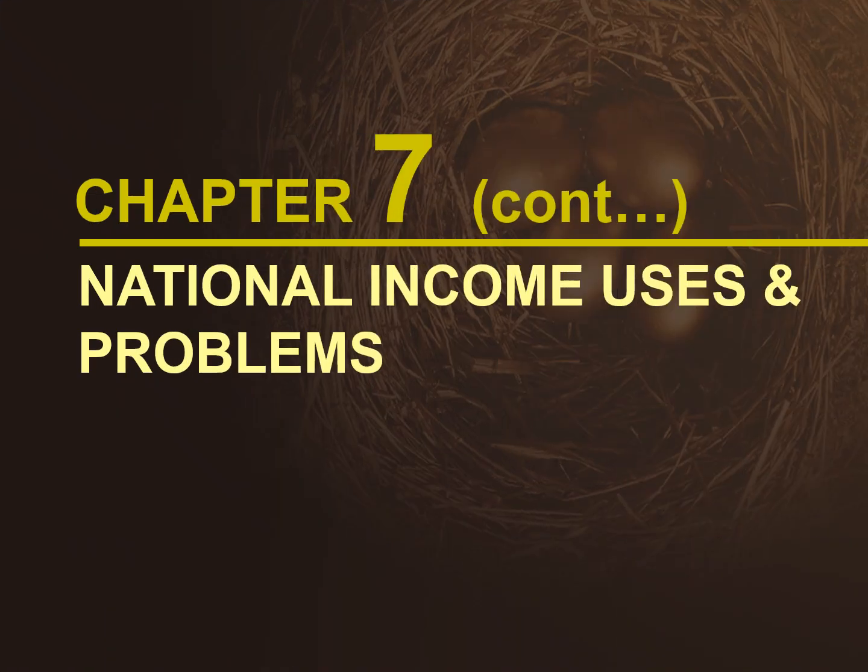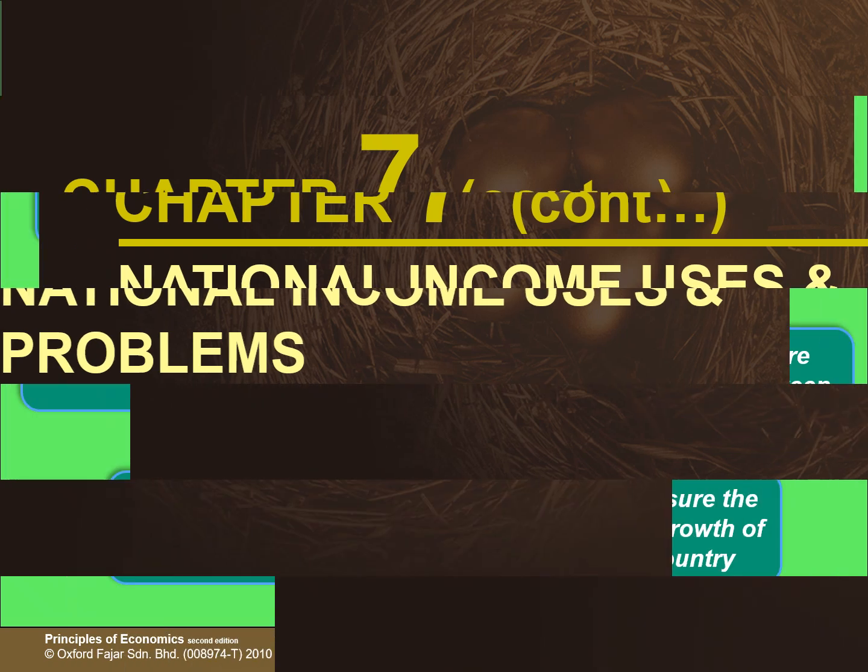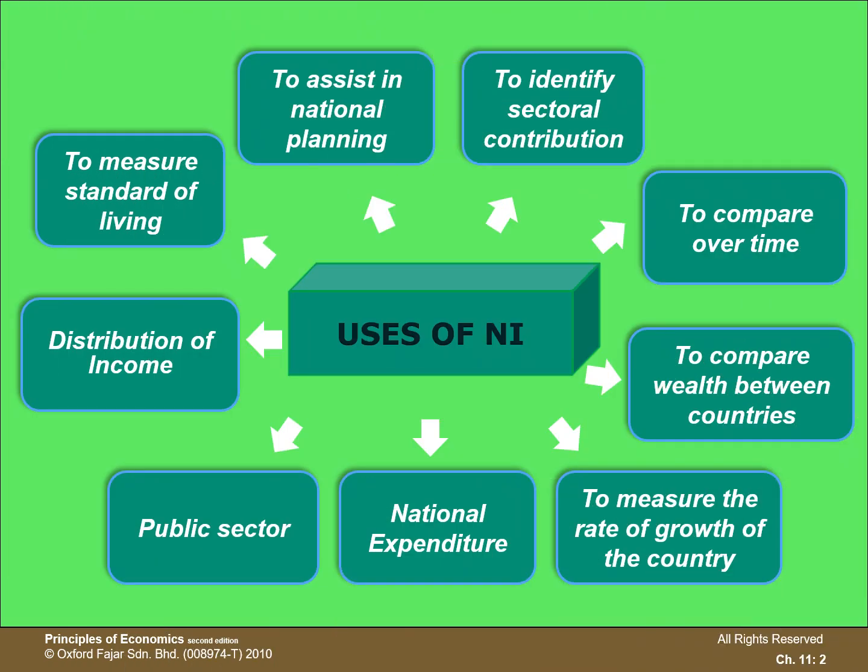Still in Chapter 7, National Income Uses and Problems. There are 9 uses of national income. 1. To assist in national planning. The data of national income provides an insight into the strengths and weaknesses of an economy.